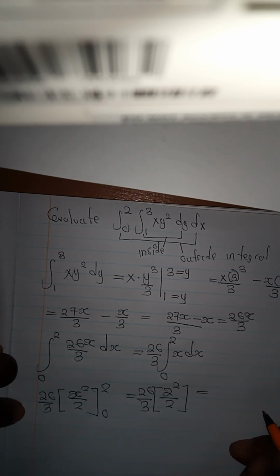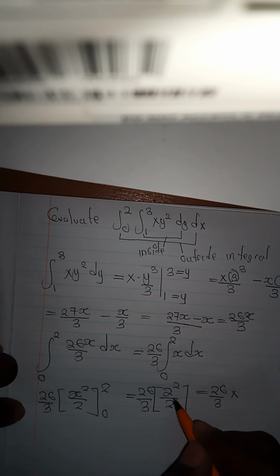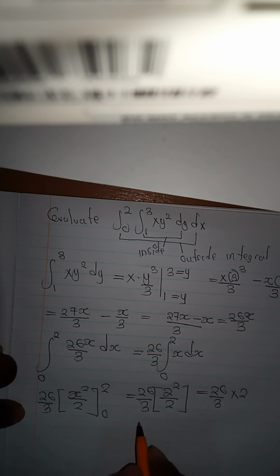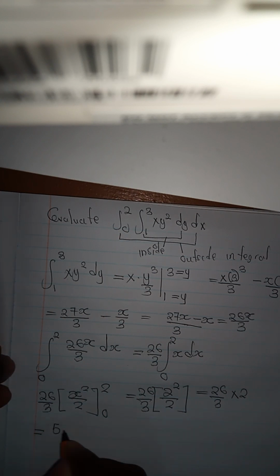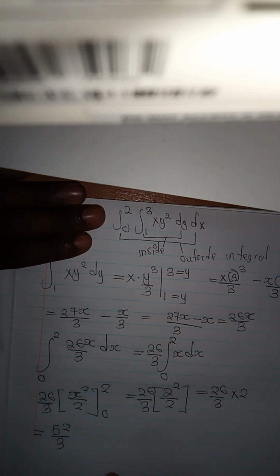And then now our final answer will be 26 over 3 multiplied by 2 to the power 2 over 2. 2 to the power 2 is just 4, and then 4 over 2 is 2. So it means now we have 26 times 2, which is 52 over 3. Because we all know that 26 times 2 is like 20 times 2, which is 40, and 6 times 2 is 12, then 40 plus 12 is 52, over 3. Therefore, this tells us that when we evaluate the double integral, this is the final answer that we must get.